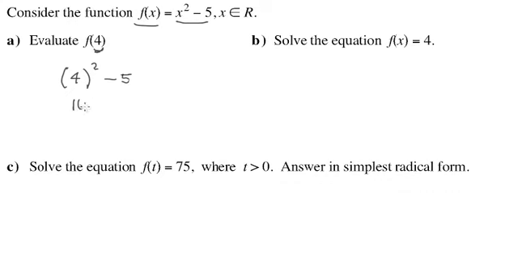4 squared is 16, and 16 minus 5 makes 11. So f of 4 is 11.